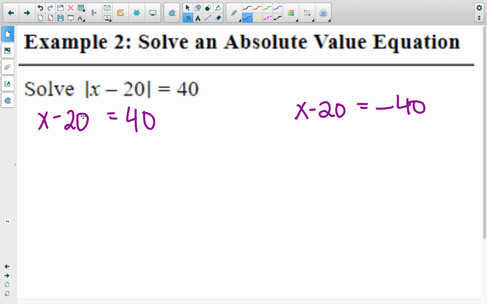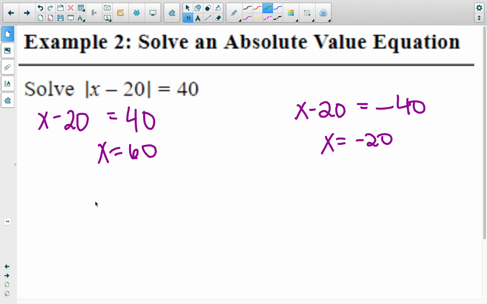So x minus 20 equals 40. If we solve that, we get x equals 60. And if we solve the negative case, x minus 20 equals -40, we will get that x equals -20. But we cannot stop here. With absolute value equations, we have the potential to have false solutions that are called extraneous solutions. So whenever we get values for x with absolute values, we need to go back and check them.